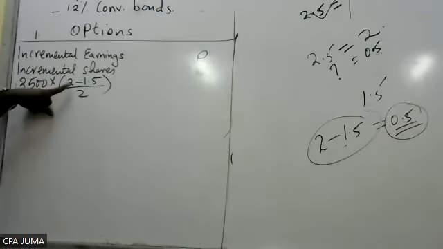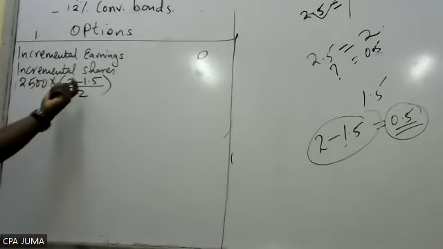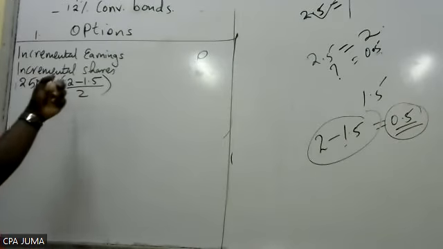This is 0.5. 2 minus 1.5 is 0.5, so it is 0.5 over 2. I'm subtracting just to show you how the 0.5 is coming into the picture. And then I don't know what you're saying, 0.625.